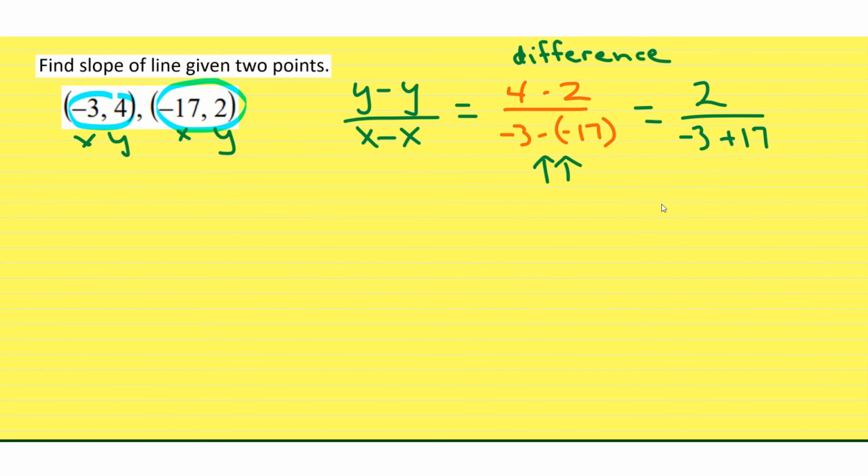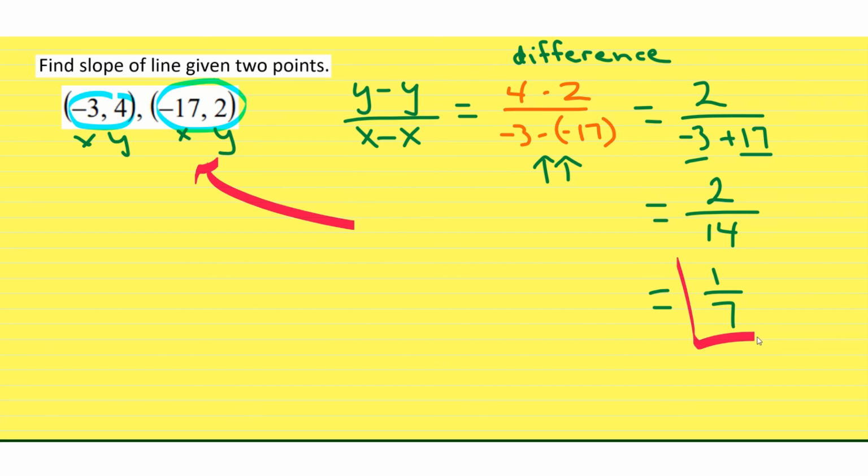So at this point now we're going to do 2 and we're going to finish the denominator. So negative 3 plus 17, which is the same thing as saying 17 minus 3. 17 minus 3 is 14, and then we can reduce that. 2 over 14 reduces to 1/7. So the slope of the line that passes through these 2 points is equal to 1/7.